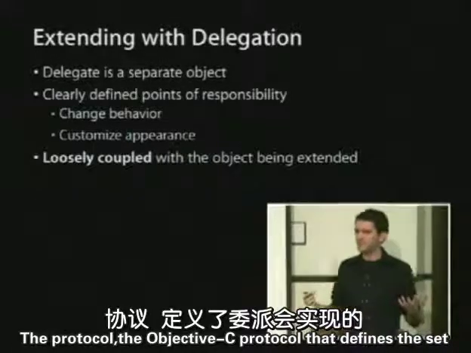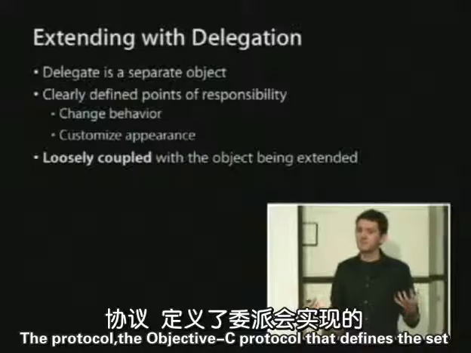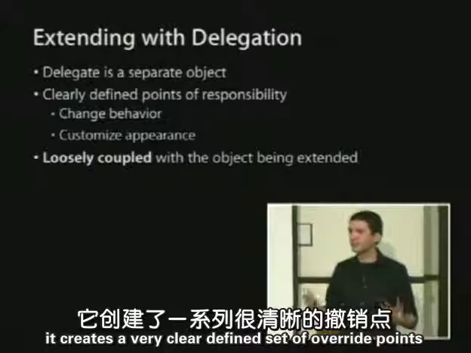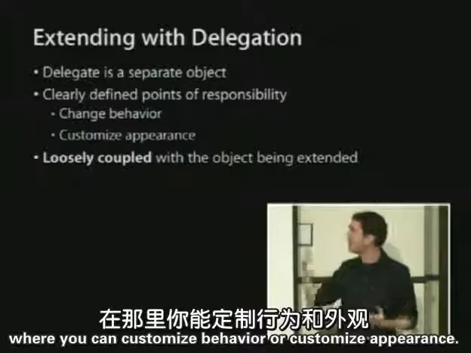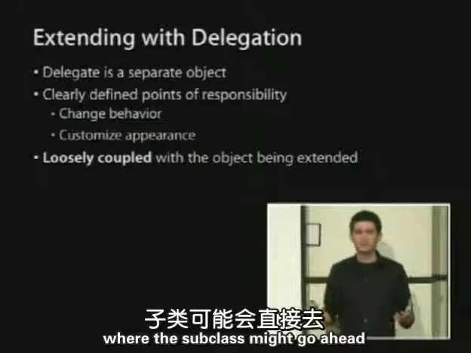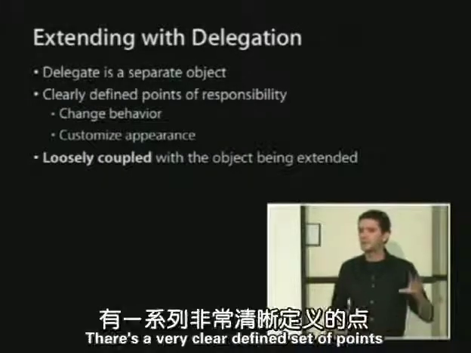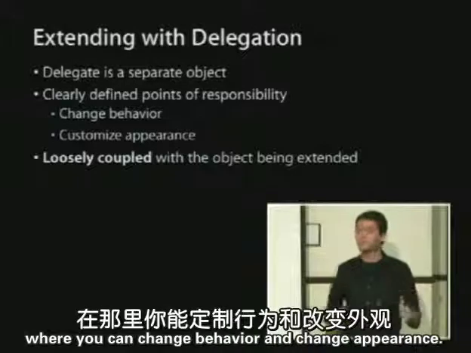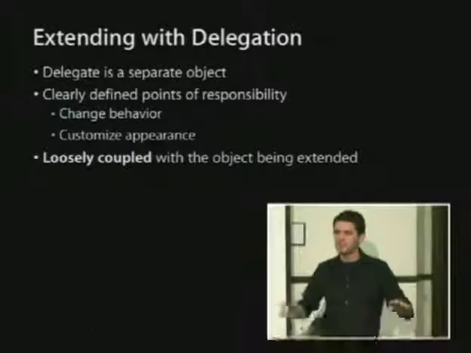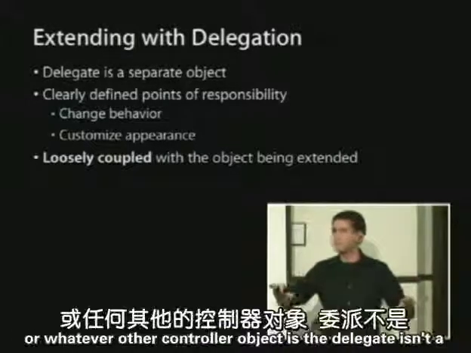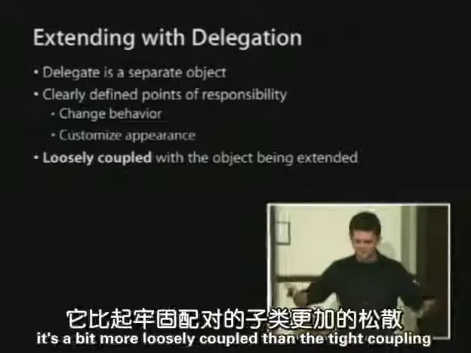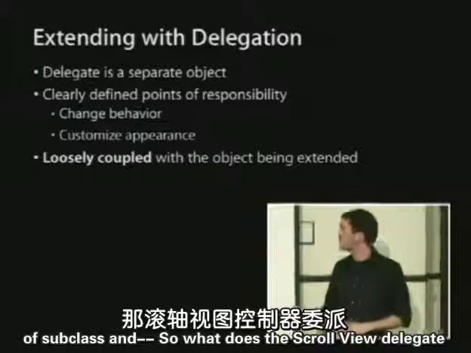The Objective-C protocol that defines the set of methods that the delegate will implement basically creates a very clear defined set of override points where you can customize behavior or customize appearance. It's not quite as open-ended as subclassing, where the subclass might go ahead and change anything on the superclass. There's a very clear, defined set of points where you can change behavior and change appearance. And one of the benefits of this is that it maintains a loose coupling between these objects. The view itself and the view controller, or whatever other controller object is the delegate, isn't a direct subclass of the scroll view, and it's a bit more loosely coupled than the type coupling of the subclassing.